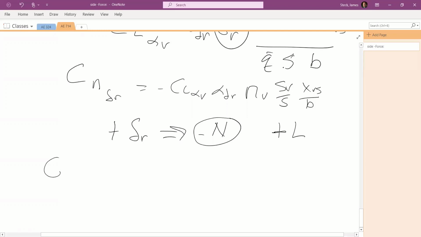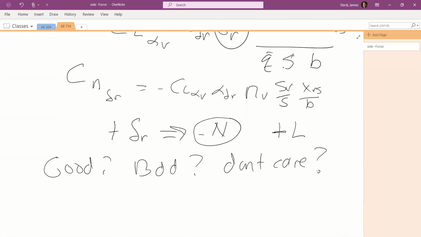And we have to ask the question: good, bad, don't care. Is the negative yawing moment from the rudder a good thing or a bad thing? Look back in your notes. What did I say way back when we wrote the linear model? What is CN delta R? That's the intended effect, right?